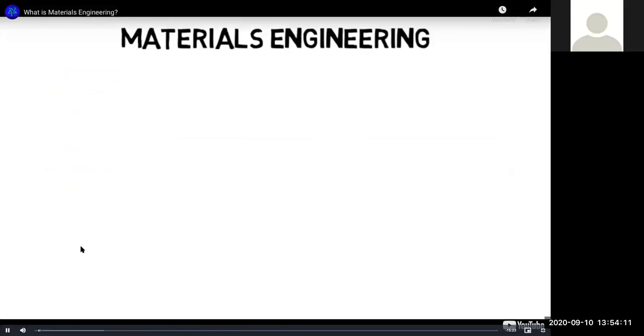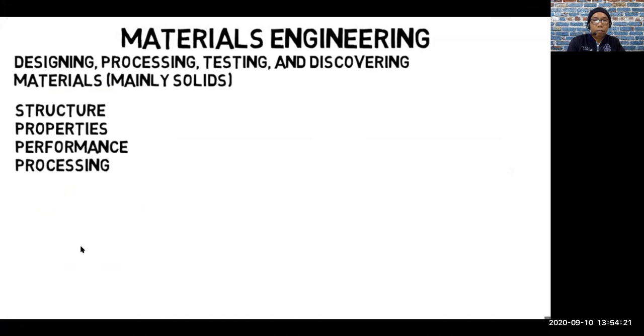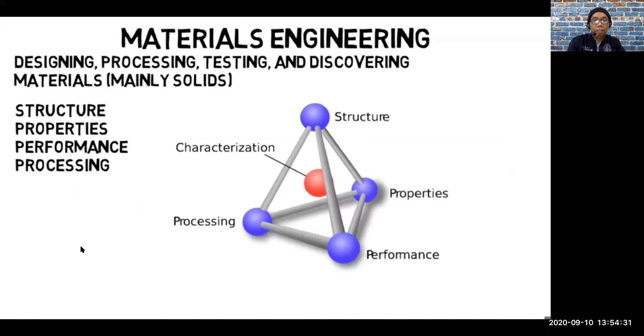Materials engineering is designing, processing, testing, and discovering materials, mainly solids. It's about analyzing the structure, properties, performance, and processing of materials and objects. In fact, if you do a Google search for materials engineering right now, you'll see this come up. And this basically says that all four of these things are connected, and by changing one, like the structure of a material, you change everything else.